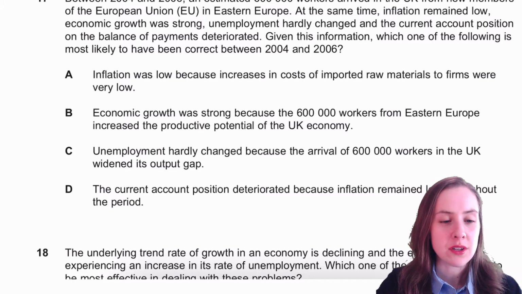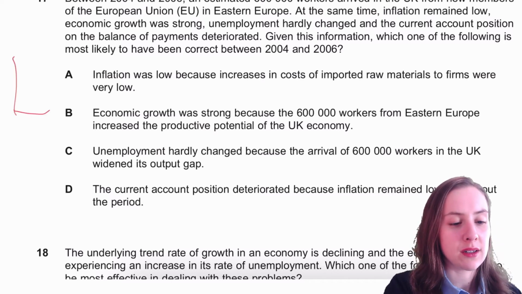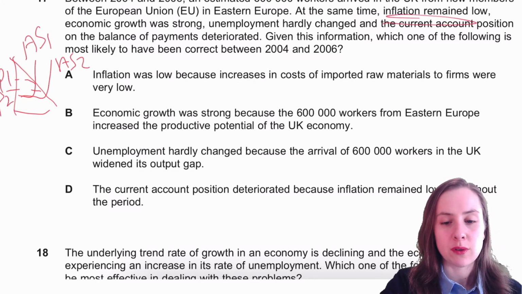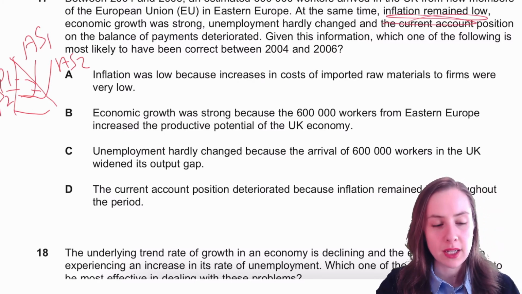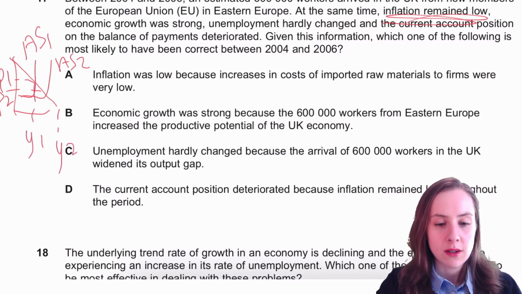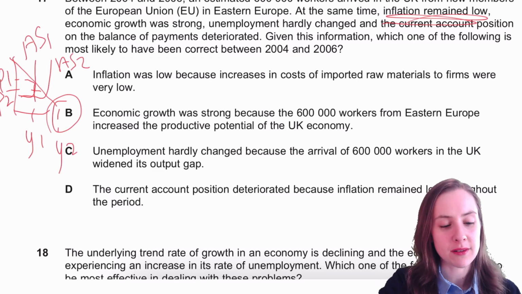600,000 workers arrived in the UK from the EU. Inflation remained low, unemployment. Right, I think this is talking about lots of migration coming into the country, which would have shifted AS, and as a result that would have decreased prices from P1 to P2, which is why inflation remains low, and it would create economic growth, right? It would increase Y1 to Y2. So I reckon that's the answer. That's what we've just been talking about.